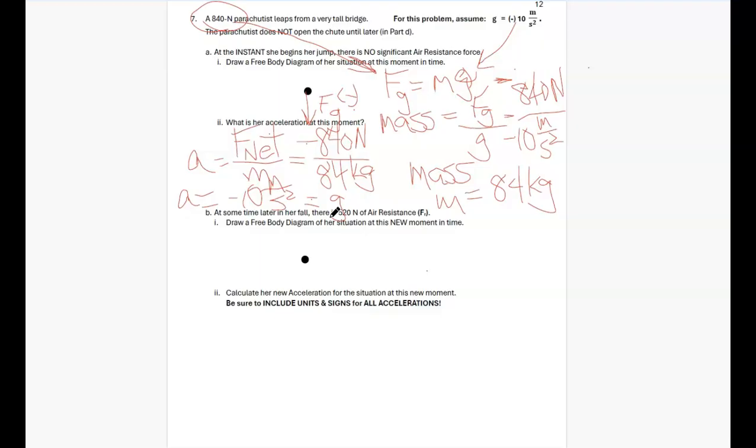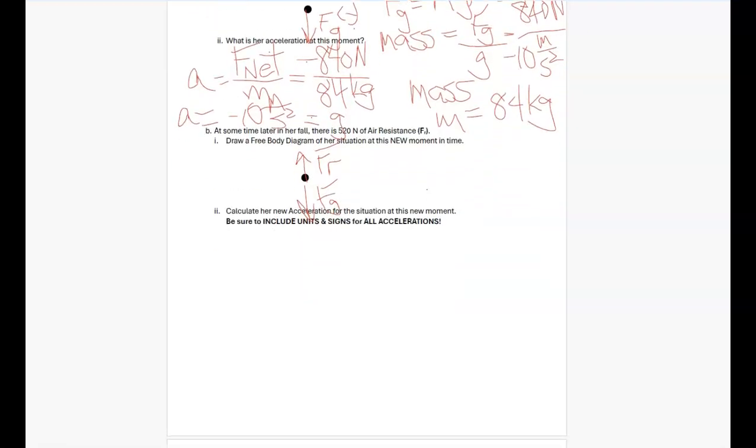All right. Part B, at some later time interval, now there's 520 newtons of air resistance. Well, air resistance is a form of friction. It's always going to be pointing in the opposite direction of movement. She's falling because of her weight. We've got her weight force, and we've got her air resistance force up. And the weight is still bigger, so we keep that in mind.